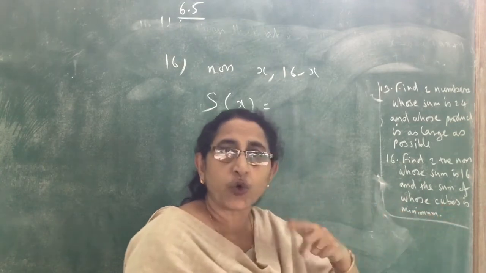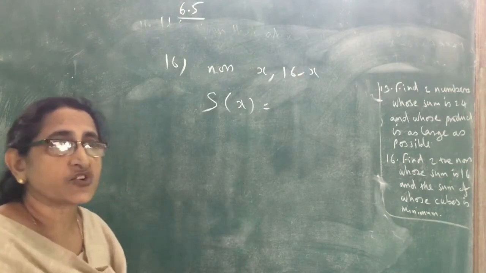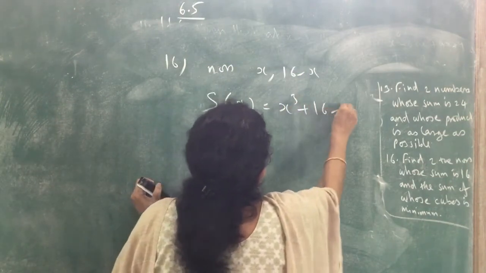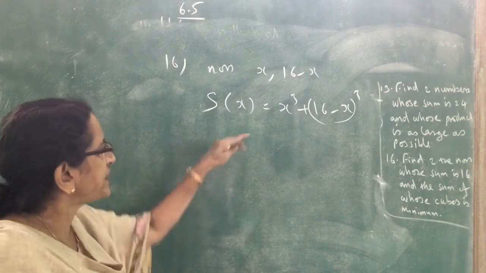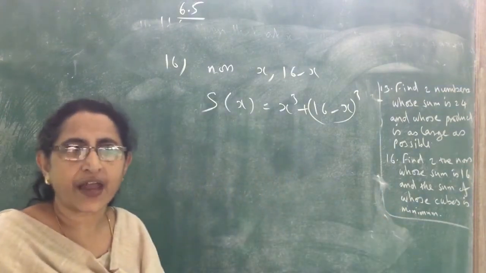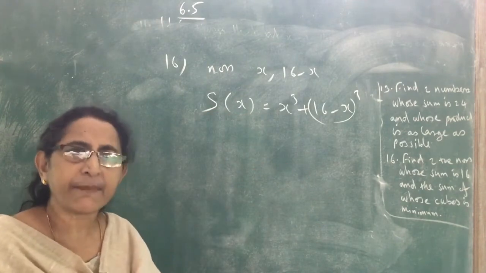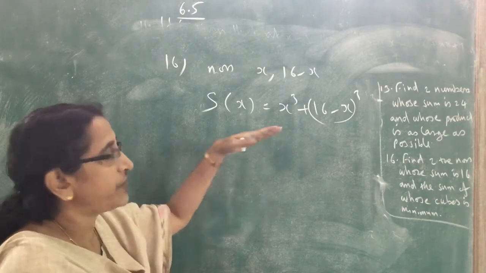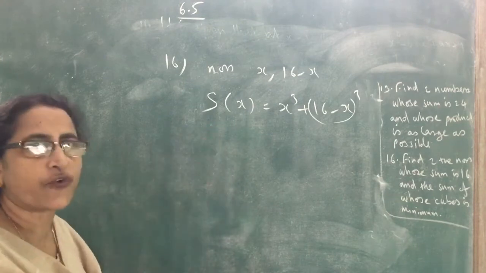So, sum of the cubes of the numbers. So, numbers are x and 16 minus x. So, sum of the cubes is x cube plus 16 minus x whole cube. So, this is the sum of the cubes. So, that function, sum of the cubes, is minimum. So, we have to find the numbers when this function is minimum. So, same method, second derivative test we use. First we have to find s dash x, then we have to write s dash x equal to 0. So, we will find s dash x. Here it is function of only one variable.